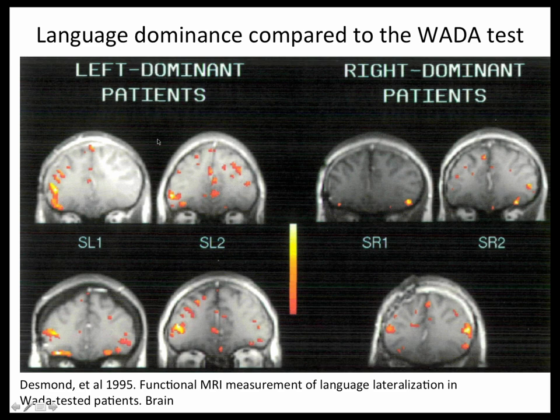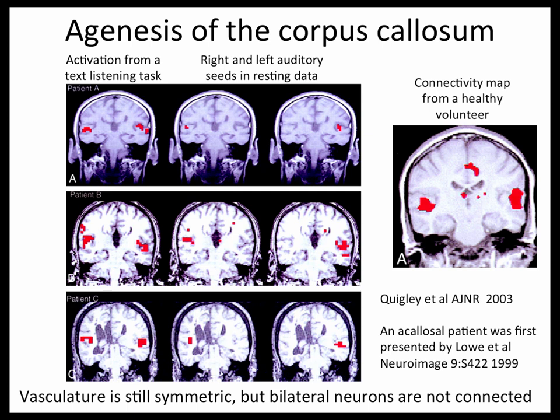So what this is showing is in patients where the WADA test showed their language was left dominant, they did a language task, and they find activity in the left. In patients where they found language is right dominant, they found language on the right side. So this is, again, an early study showing that it's matching existing knowledge.